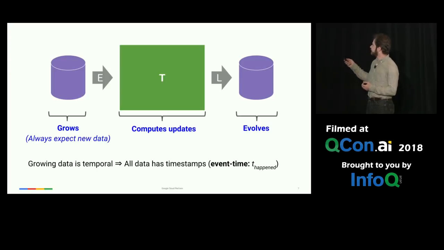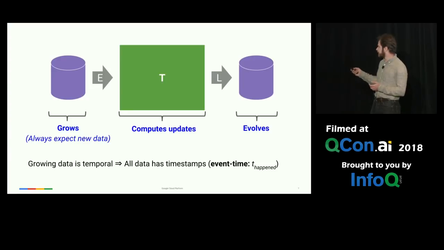So the idea that batch processing doesn't exist comes from the fact that almost always people have some sort of continuously growing input data set, and they want an output data set that represents a function of the input, and the input grows, and the output evolves, and the pipeline's job is to compute updates to the output data set. The key point is that new data can always arrive.